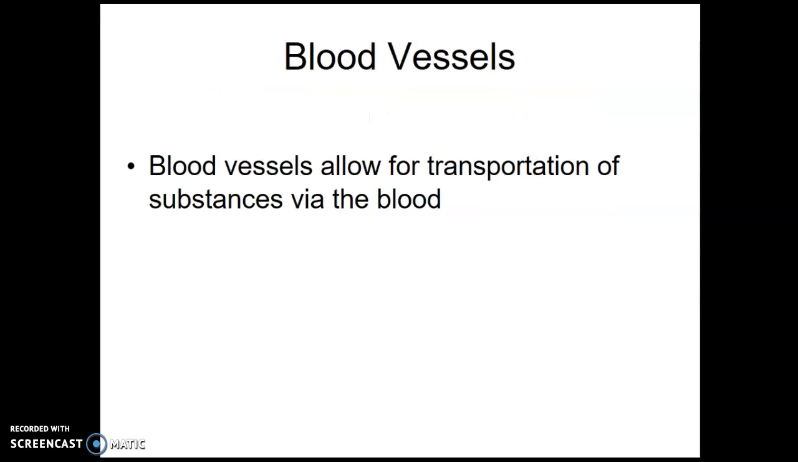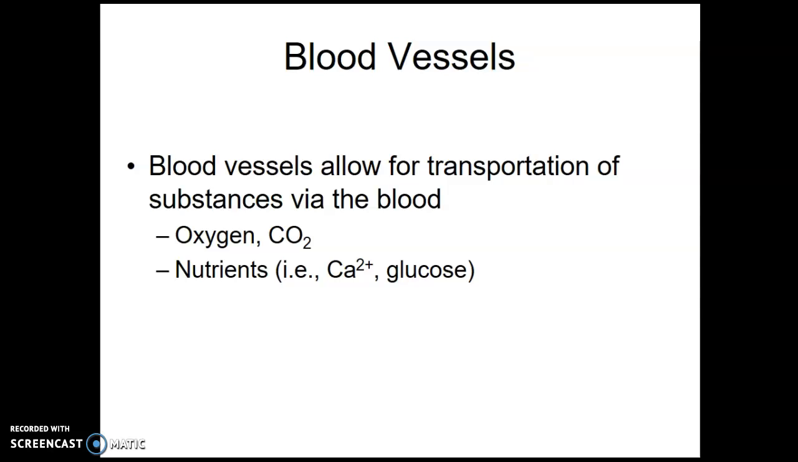So blood vessels allow for the transportation of substances in the blood. Yeah, that's a pretty obvious statement, right? Oxygen and carbon dioxide are bound to the blood cells and some are dissolved in the blood as well. And then nutrients such as calcium, glucose, fatty acids, amino acids, all those things we need for the body to function well. Hormones also travel in the blood, as do waste products.